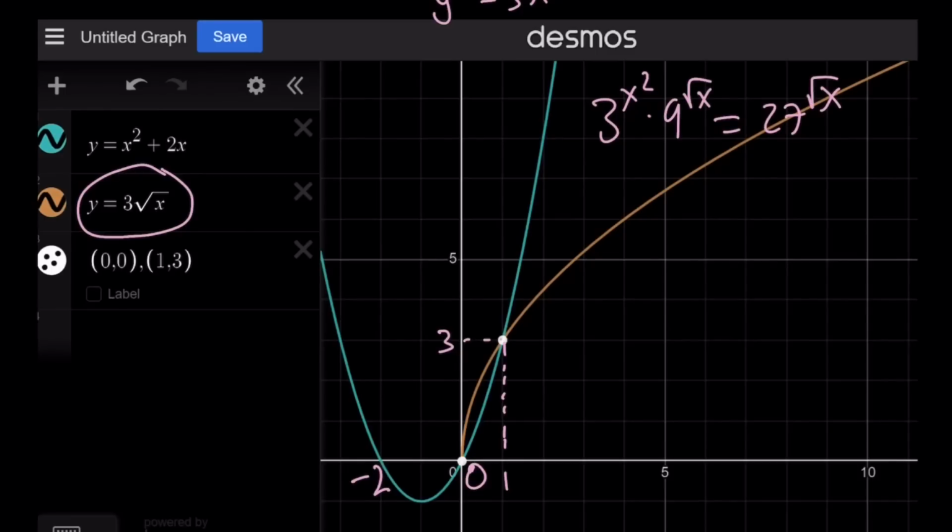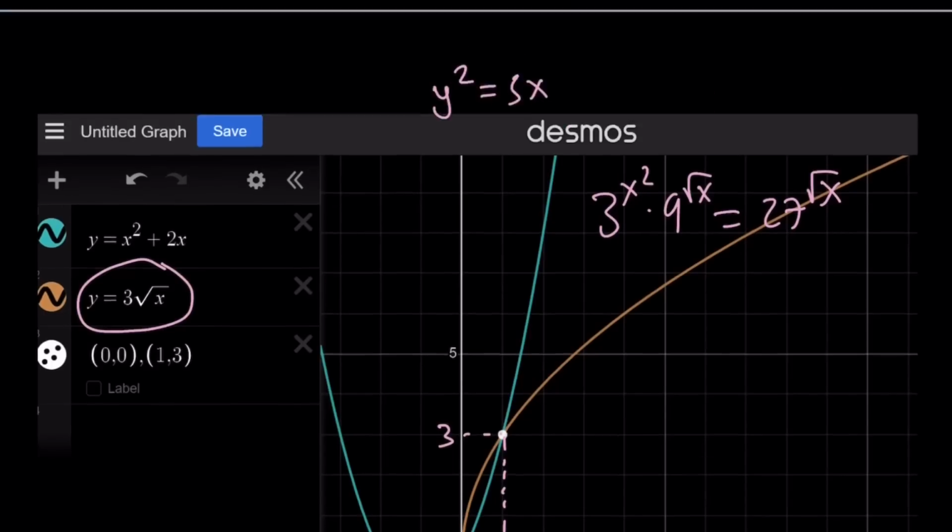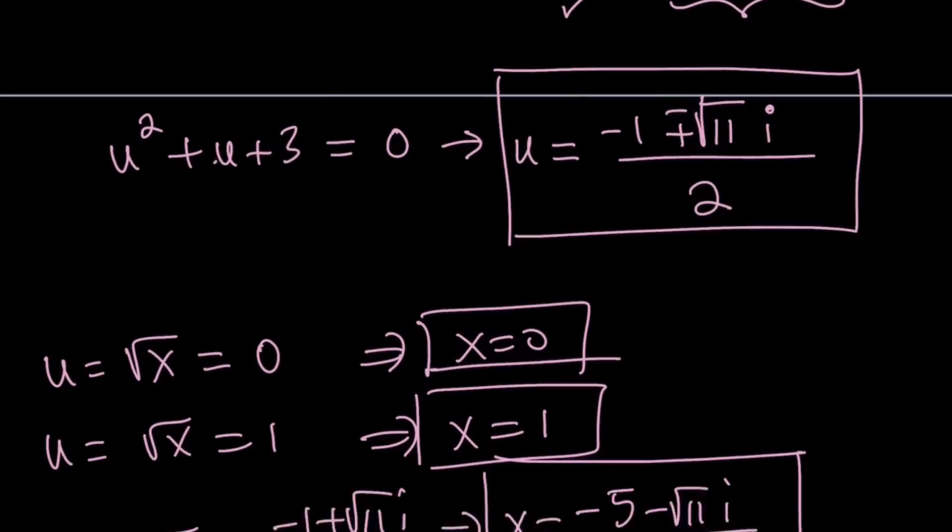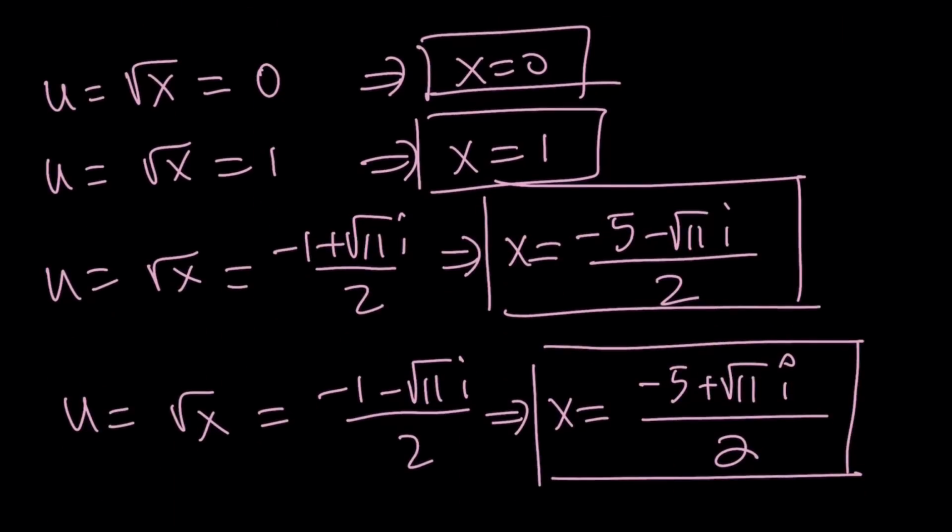x equals 0 means 1 times 1 equals 1. x equals 1 means 3 times 9 equals 27. So that should kind of be obvious, but we still wanted to solve it, especially for the non-real complex solutions, right? And this brings us to the end of this video.